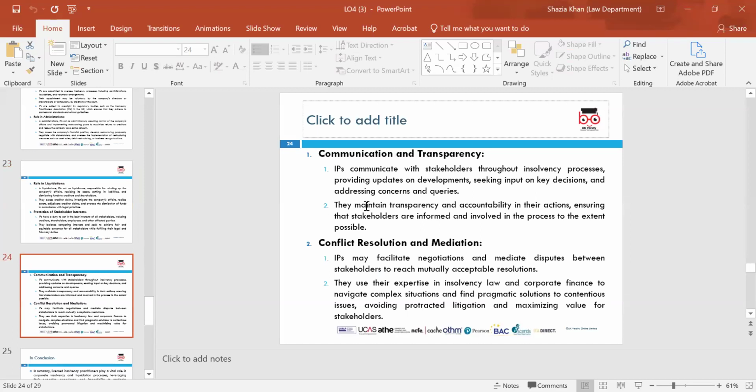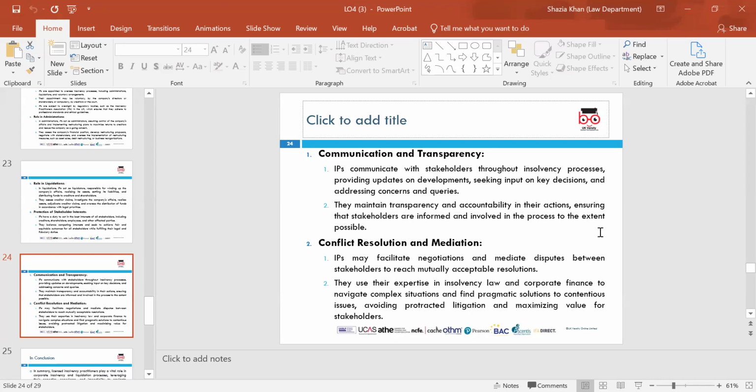Communication and transparency. IPs communicate with stakeholders throughout insolvency processes, providing updates on developments, seeking input on key decisions, and addressing concerns and queries. They maintain transparency and accountability in their actions, ensuring that stakeholders are informed and involved in the process to the extent possible.